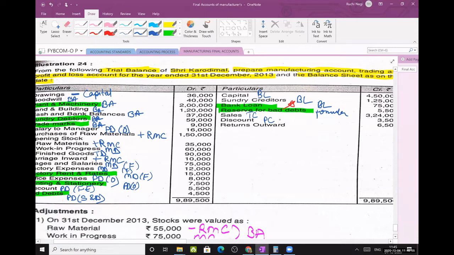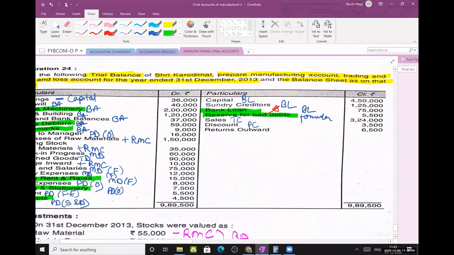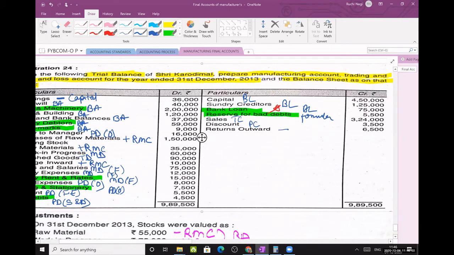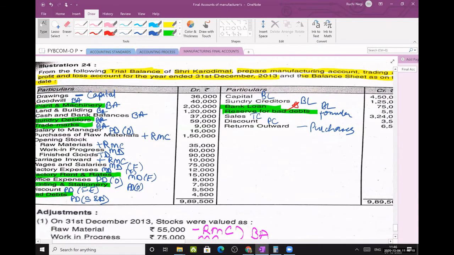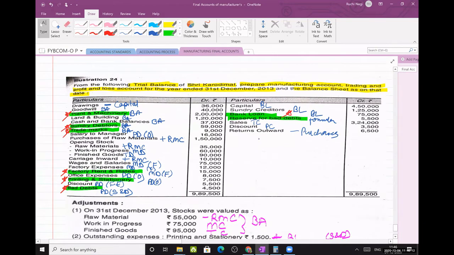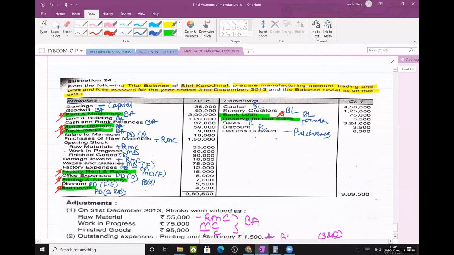Okay, 6,500 का, this is obviously purchase return, तो less from purchases. ठीक है, तो हम तो RMC का फॉर्मूला यूज करने वाले हैं, तो हम लिखेंगे less from RMC. Okay, from this year onwards, writing raw material consumed is important. Okay, make it a habit. You should know the concept of RMC.